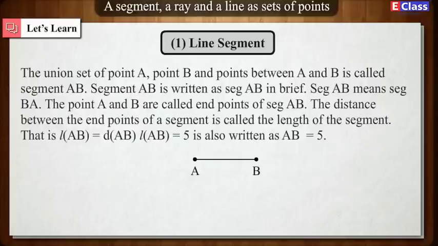The distance between the endpoints of a segment is called the length of the segment. That is, length of AB is equal to distance of AB. Length of AB is equal to 5 is also written as AB is equal to 5.